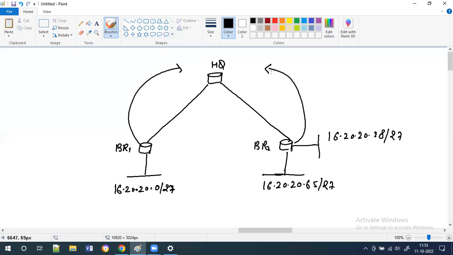So here, in all cases, we have the classless, because the class of the IP address is Class A. What is the class of this IP address? Class A, right? For Class A the default mask is /8, but what do we have here? /27. That means it's a classless IP address. Right.